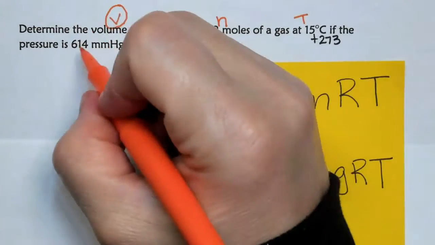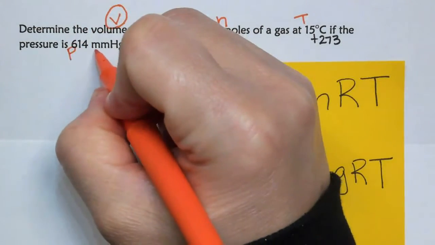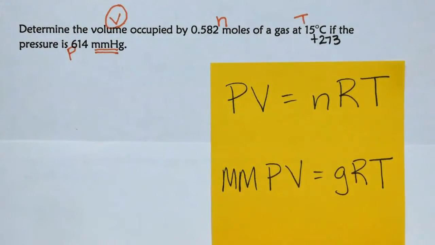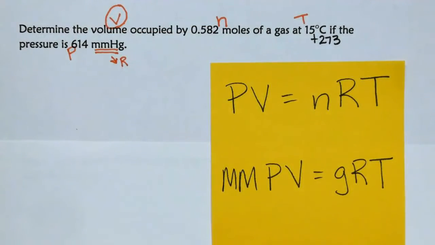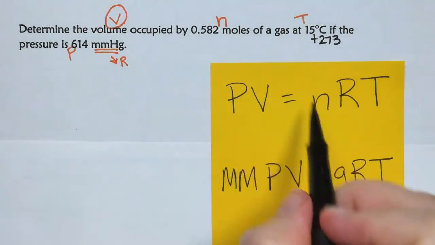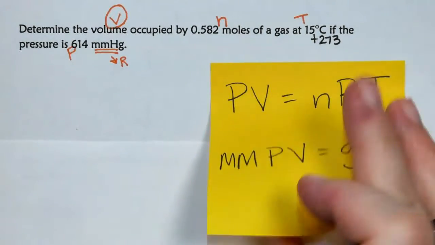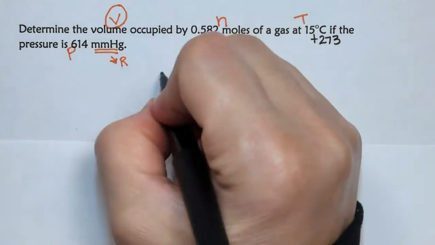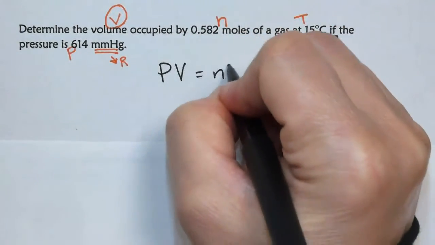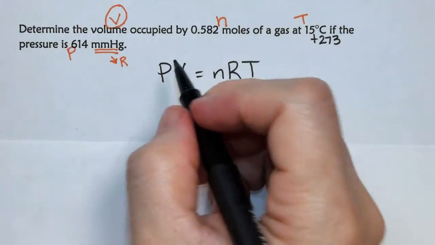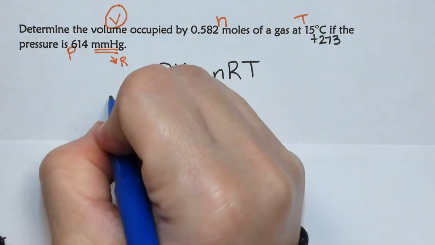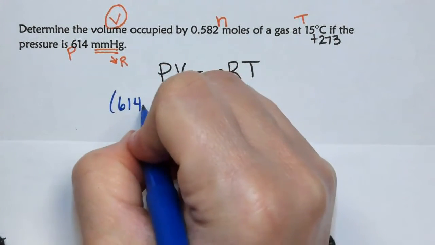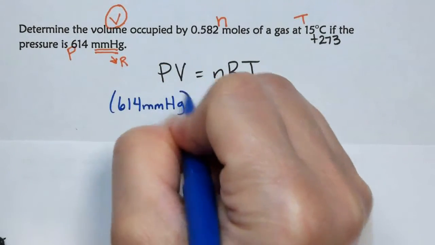And then we have a pressure here, which is in mmHg, and that's going to tell us which R to choose. So now, which equation am I going to use? Well, because they have moles here, we're going to use this equation, PV equals nRT. So we have PV equals nRT. We're going to put our variables in now. The pressure is 614 mmHg.